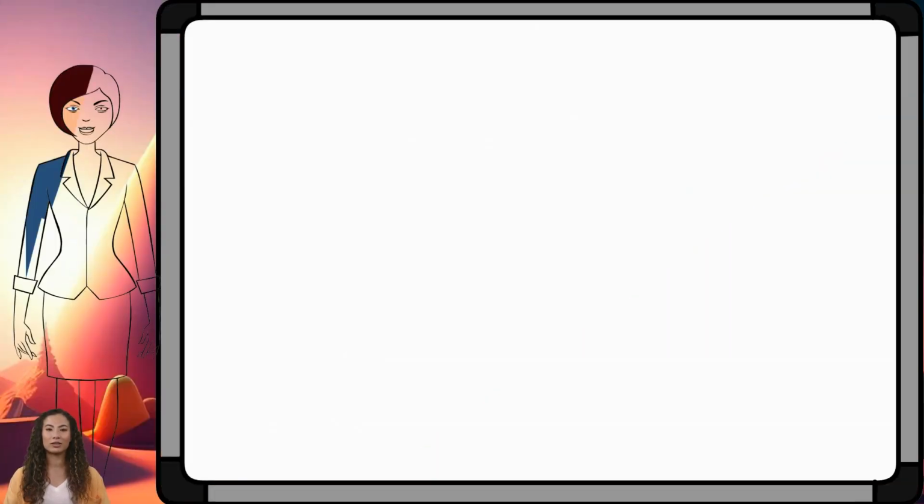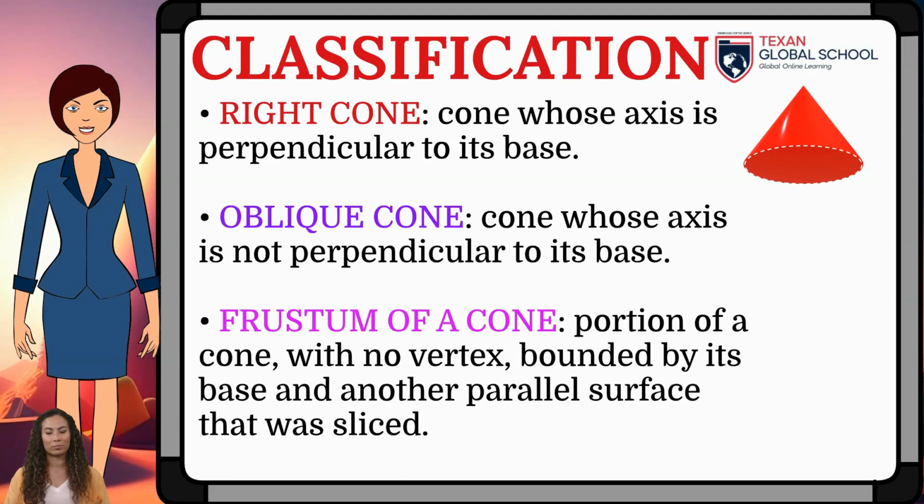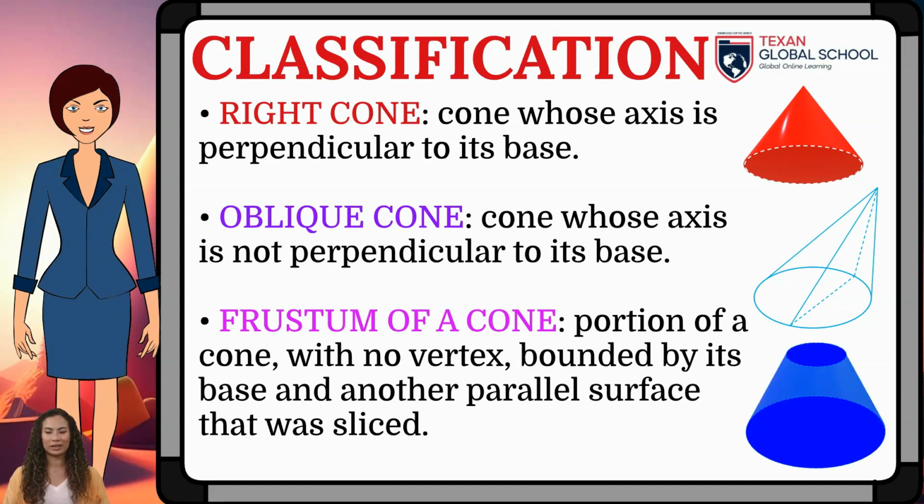Cones are classified as right cone, whose axis is perpendicular to its base; oblique cone, whose axis is not perpendicular to its base; and frustum of a cone or truncated cone, which is a portion of a cone, with no vertex, bounded by its base and another parallel surface that was sliced.